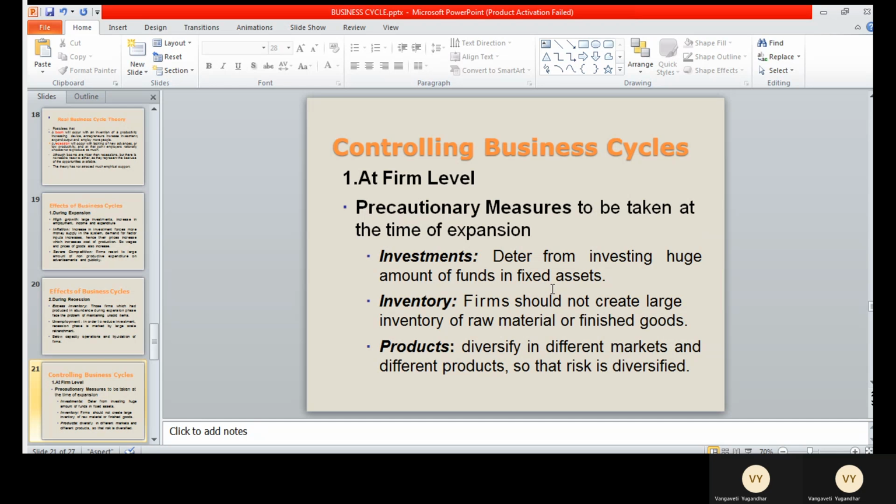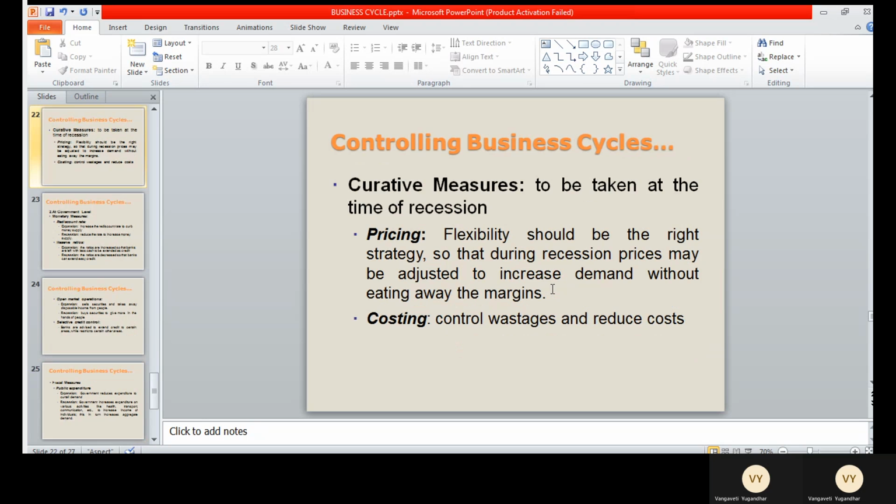Next, products. Diversify in different markets. The firms should diversify in different markets and different products so that the risk is diversified. So in one market they may not be sold, in another market they can be sold.